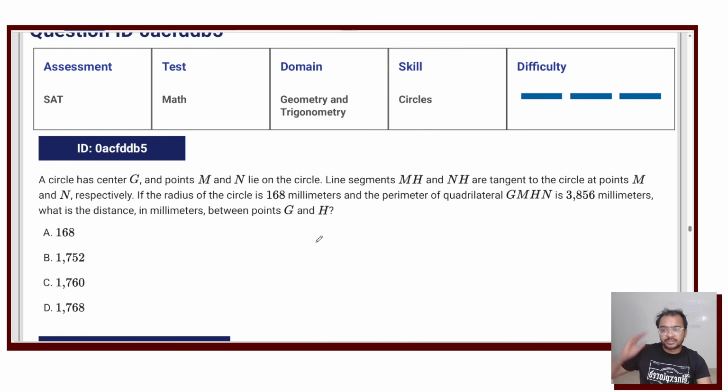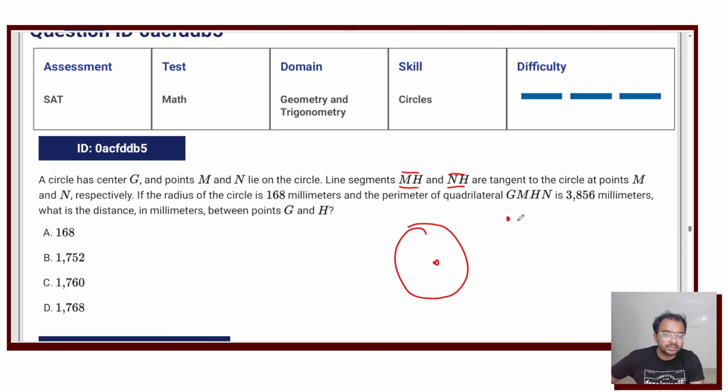That's a good question. Let's try this. So we have a circle having center G, and M and N, these points lie on the circle. MH and NH are tangent to the circle. Okay, so you have this circle. G will be the center, and there are two tangents drawn, and there is one common point. That is only possible when you have this point in the exterior of the circle.